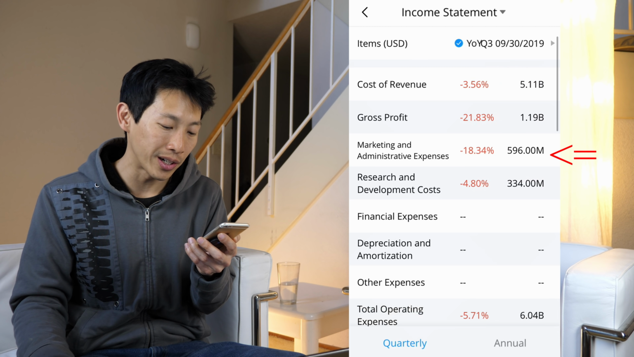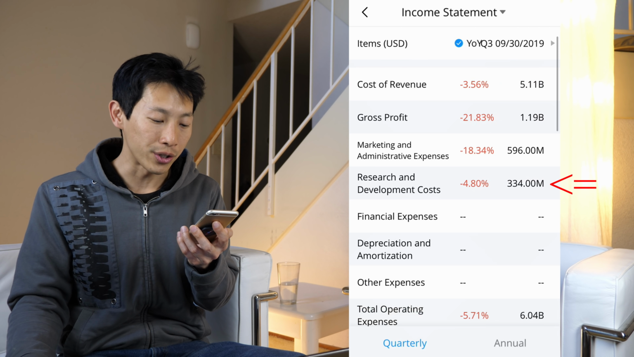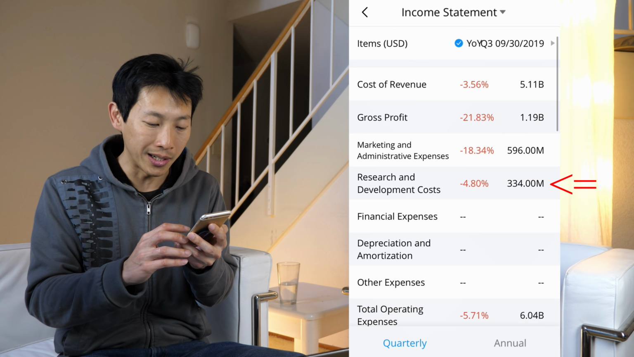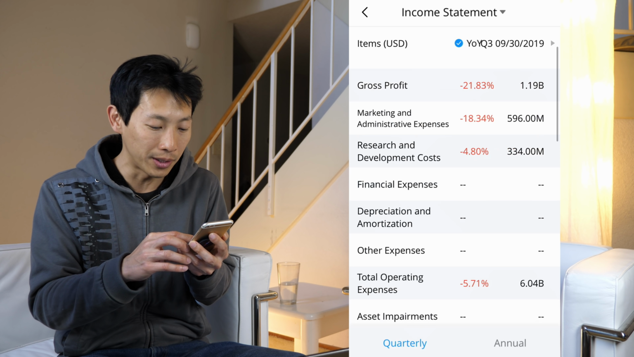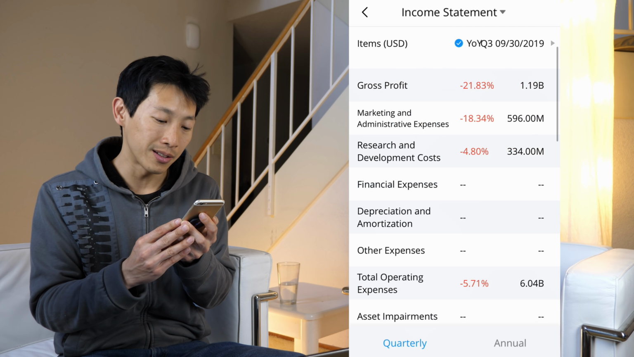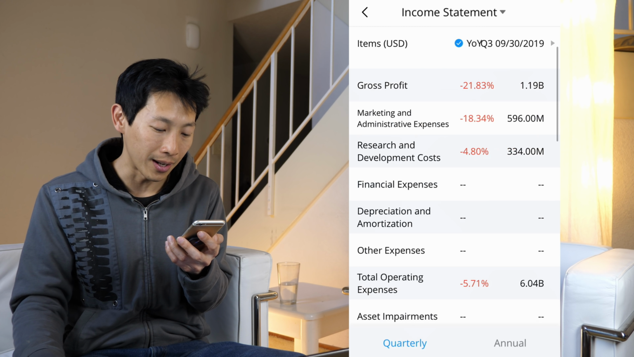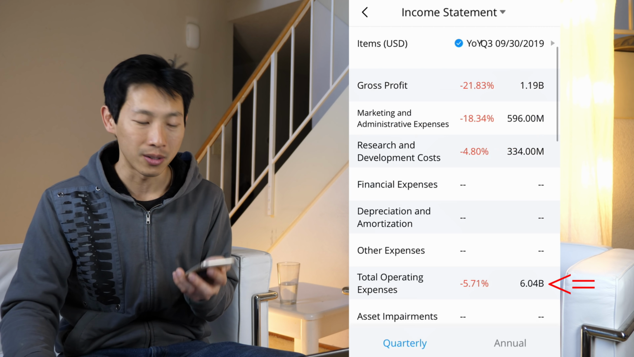Marketing and administrative expenses. All right, this is pretty much self-explanatory. Research and development costs, they have to put money into researching how to build the product, I guess. So some of these line items, they don't report. Financial expenses, depreciation and amortization, other expenses. All right, they don't have any of that. Total operating expenses. What the heck is that?